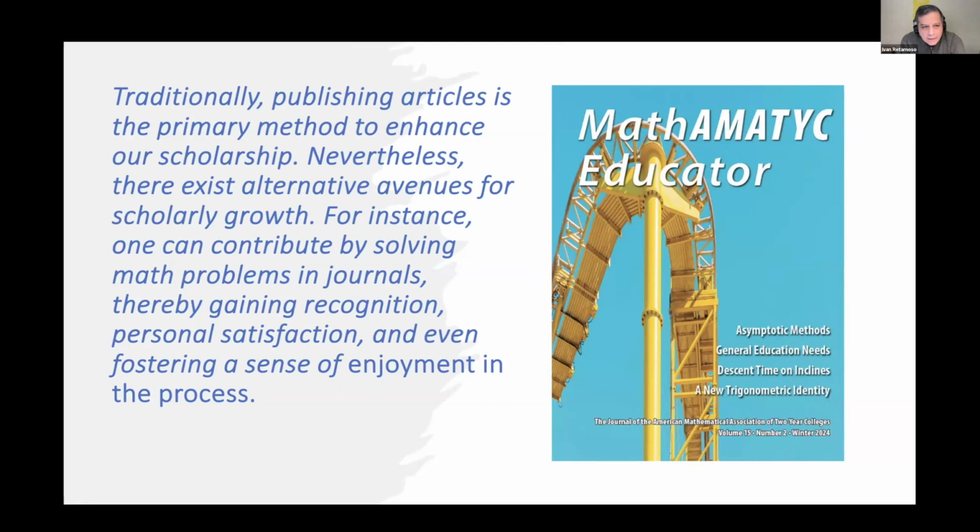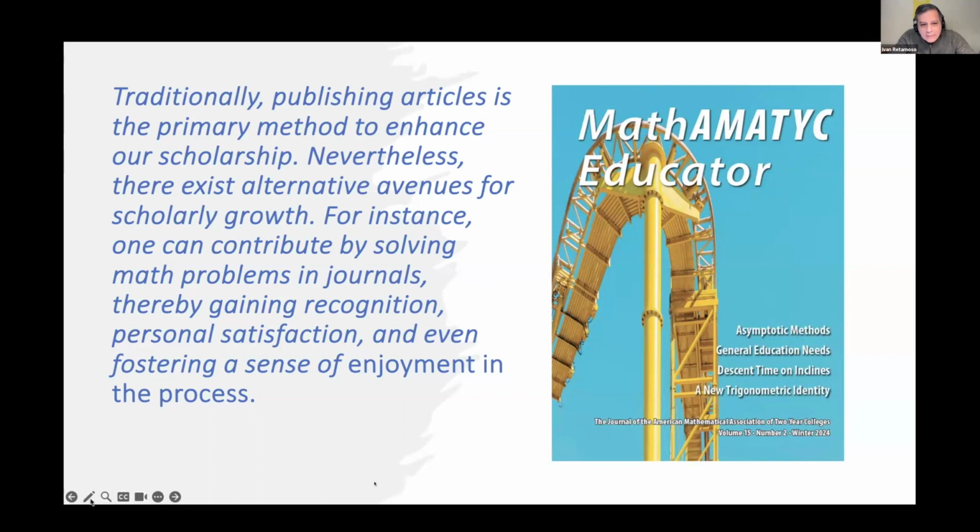Okay, and what is interesting about this process of solving mathematical problems in journals is that somehow you end up gaining some recognition, a personal satisfaction, and even fostering a sense of enjoyment in the process. That's important, right? You must like this in order to include or incorporate this into your scholarship.